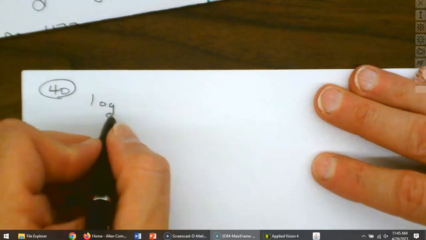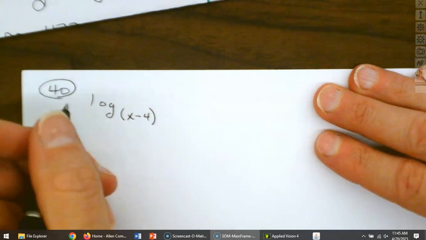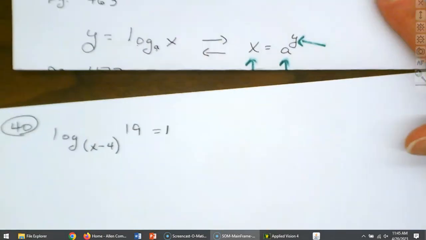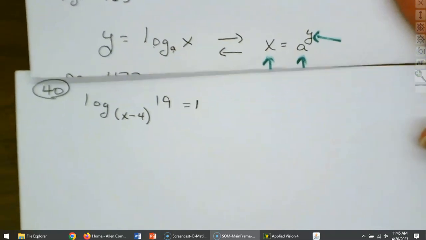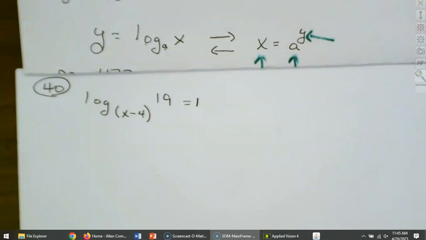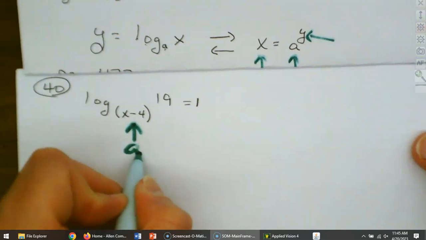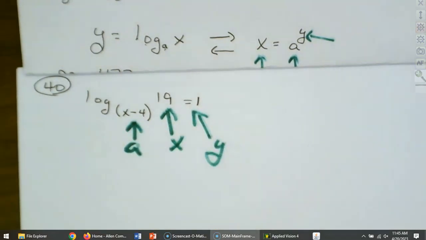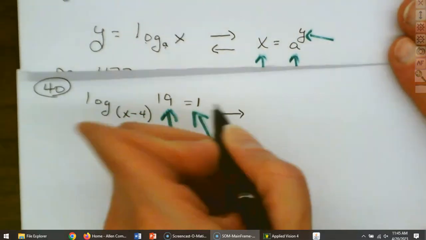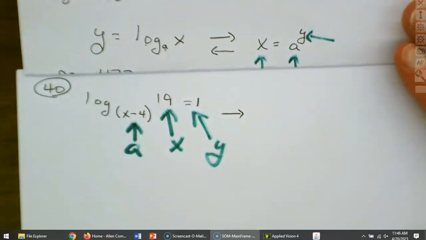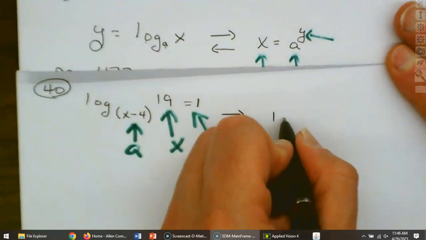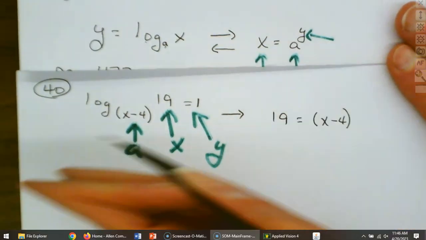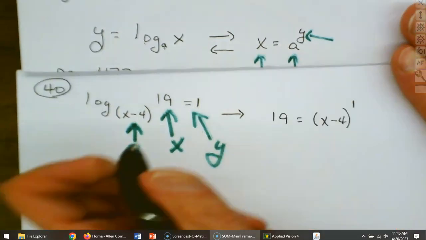Log of x minus 4 of 19 equals 1. So first thing we do is we use our conversion formula. Convert it to something that we can use here. That is your a. That 19 is the x, and that 1 is the y. So let's see if we can rewrite this and work it out. Well, we know that x is the 19, so 19 equals a, which is x minus 4, and y is a 1. I just converted it.